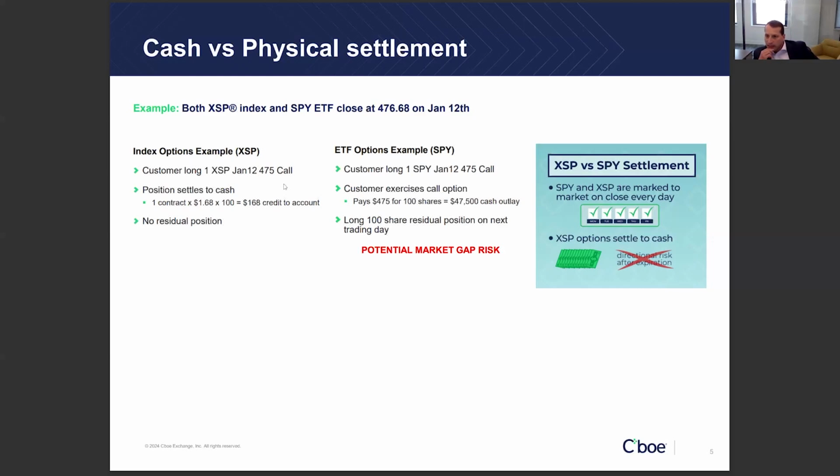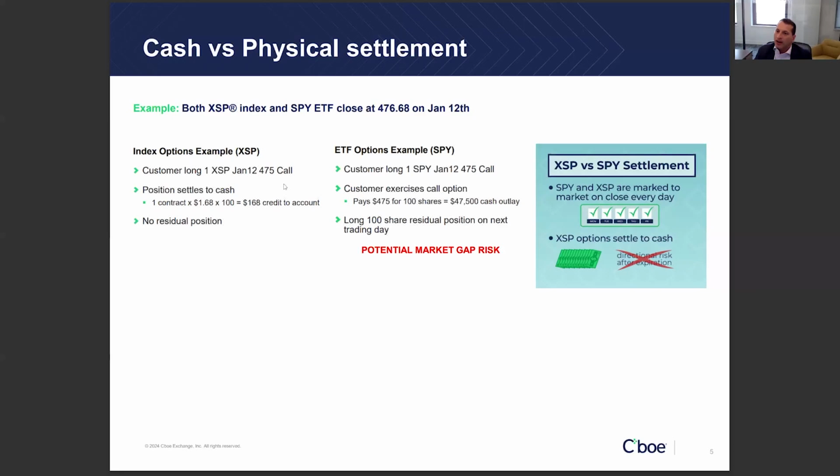Both XSP and SPY, let's say they close at 476.68. I'm using this for example purposes. XSP, I had mentioned, is 1/10 the size of SPX. So notionally, it's almost the exact same size as SPY. It's typically off by $1 or so. There's some nuance to the contracts, but generally they're pretty much perfectly correlated. So let's just say for argument purposes, they close at the exact same level on January 12th.